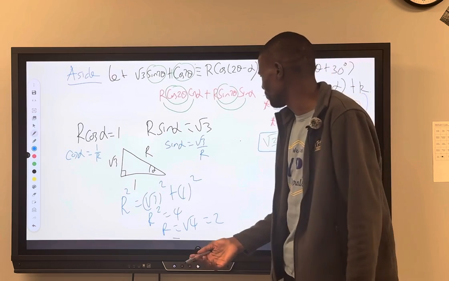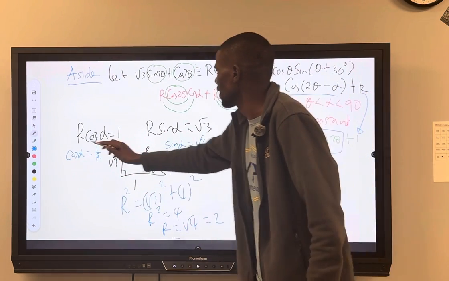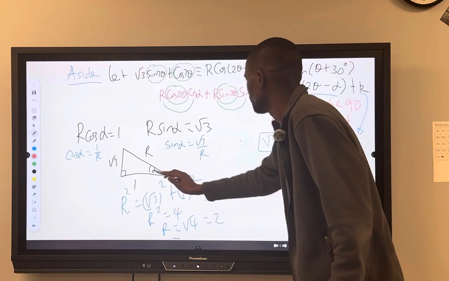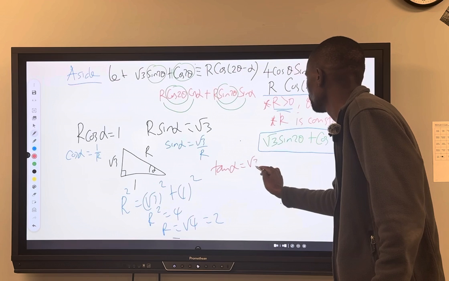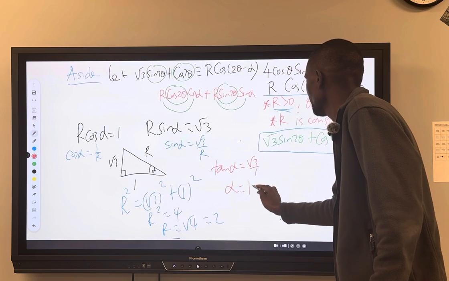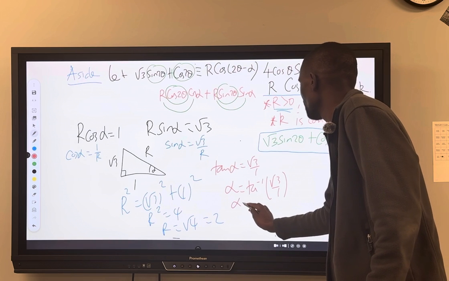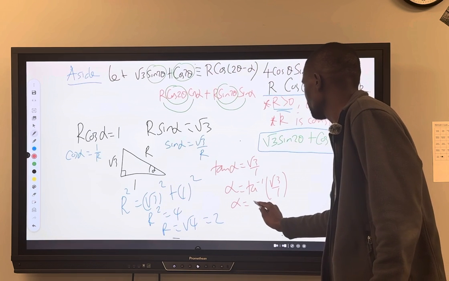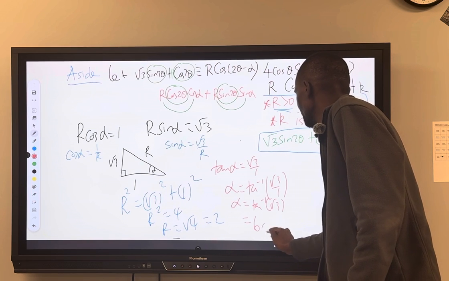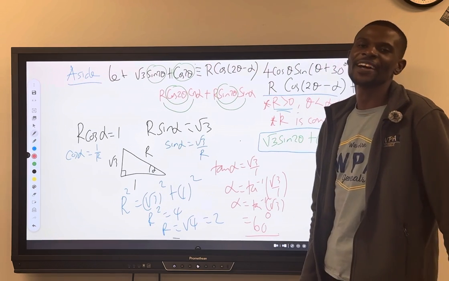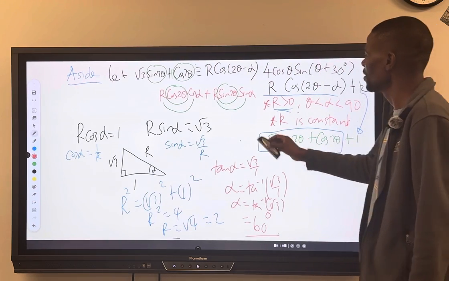Then we need to find alpha, right? When finding alpha, think of trigonometric ratios. Opposite and adjacent give tan alpha equal to root 3 over 1. So alpha is equal to arctan of root 3, which is 60 degrees. So my alpha there is 60 degrees. Guys, we are done.